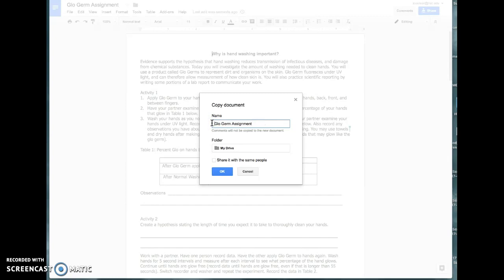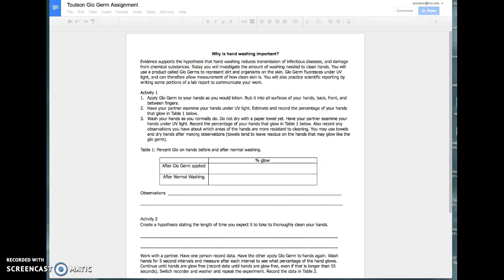right over "copy of," put your last name. So now this is Tolson GlowGerm assignment. Okay, so I have just made the GlowGerm assignment that I am ultimately going to hand in to my instructor.